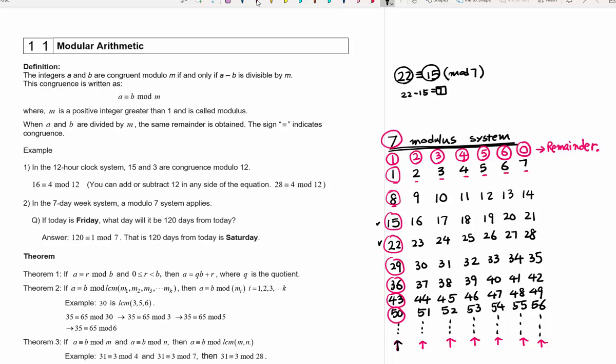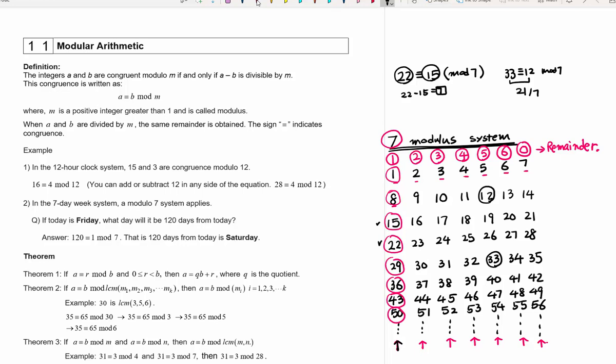Now another choice, two numbers, 33 and 12. 33 is congruent to 12 in mod 7, in the 7 system. When you take the difference, 33 minus 12 is 21. 21 is a multiple of 7. It is okay. So number 12 and 33 belong to the same column. What is the meaning?